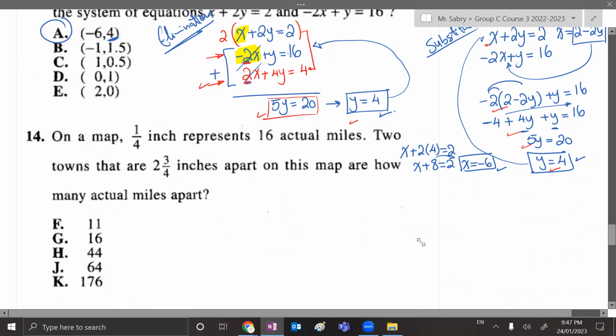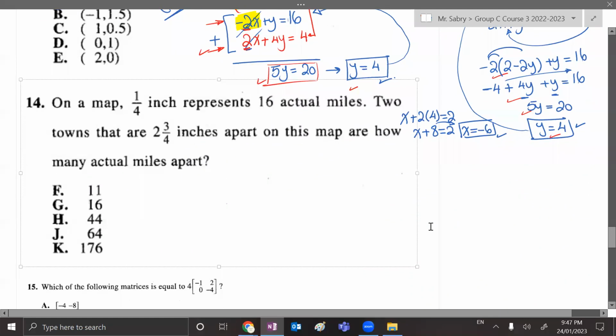Okay, let's go for 14. It says here, on a map, 1/4 inch represents 16 actual miles. I'll stop right here, and I'll say, as soon as it says 1/4 represents 16, this is somehow a cross multiplication question clearly. There's a rate here. These are the inches, and these are the actual miles. The 1/4 inches represents 16 miles.